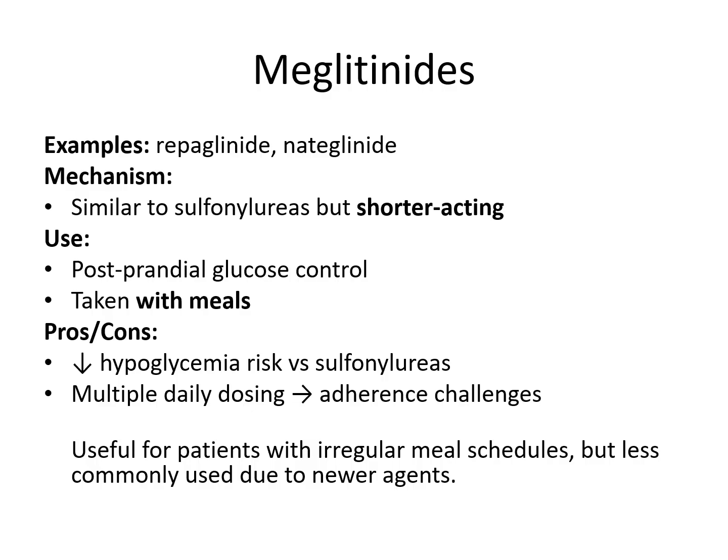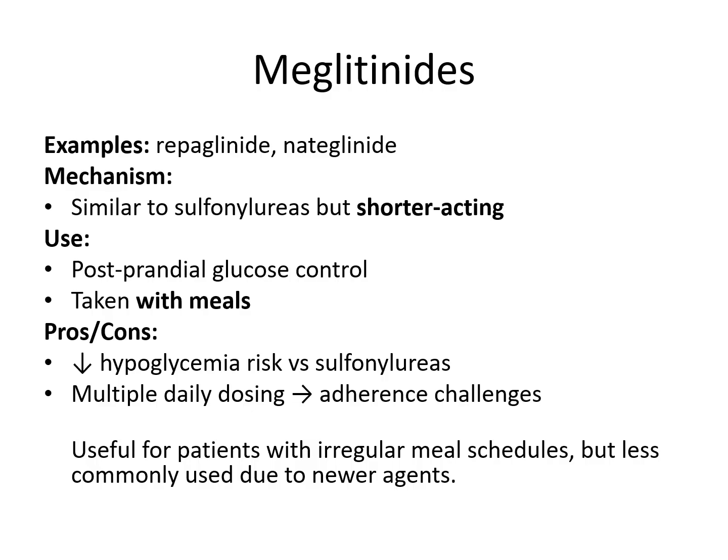Meglitinides include repaglinide and nateglinide. Mechanism of action is similar to the sulfonylureas. They stimulate insulin secretion by affecting the potassium channels in pancreatic beta cells. However, these are shorter acting. Because they're a shorter duration, they're primarily used for postprandial glucose control. They are taken with meals. If the meal is skipped, they just skip the dose. And that flexibility is going to reduce the prolonged hypoglycemia risk. So compared to sulfonylureas, our meglitinides have lower risk of hypoglycemia, largely because patients can adjust if they skip a meal.